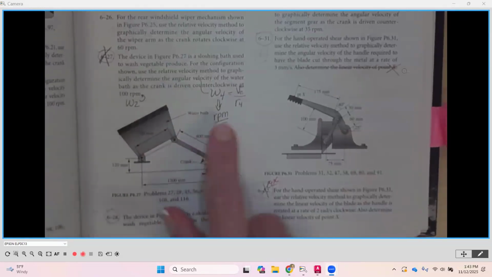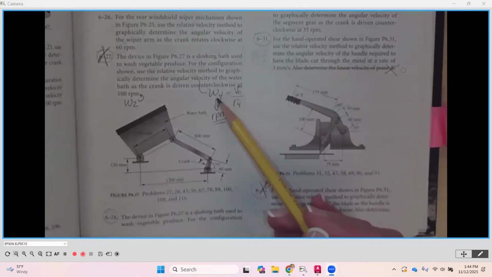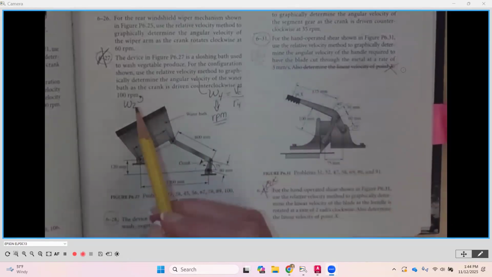So it says here the device down here is a sloshing or a water bath used to wash vegetable produce. So this is going to be kind of the bucket that the produce is going to go into. And then down here, there is a crank. And it says, for the configuration shown, use the relative velocity method to graphically determine the angular velocity of the water bath. So the water bath is right here. And so that means that that's going to be how fast it's oscillating back and forth here. So it's going to be like a W.